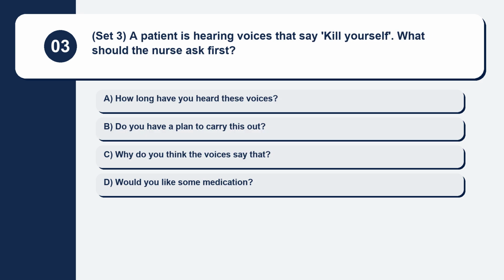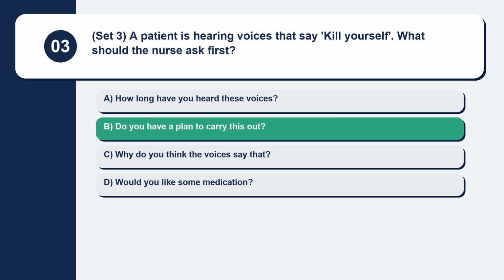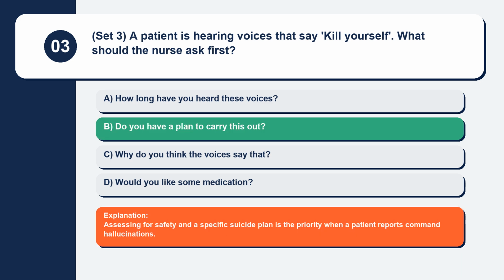Question 3. Set 3. A patient is hearing voices that say, "Kill yourself." What should the nurse ask first? How long have you heard these voices? Do you have a plan to carry this out? Why do you think the voices say that? Would you like some medication? Assessing for safety and a specific suicide plan is the priority when a patient reports command hallucinations.